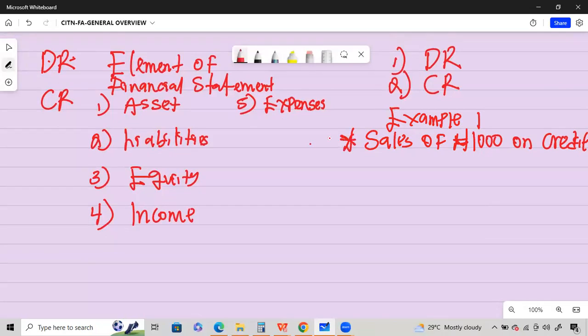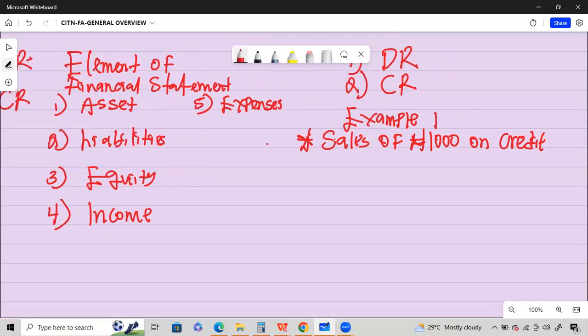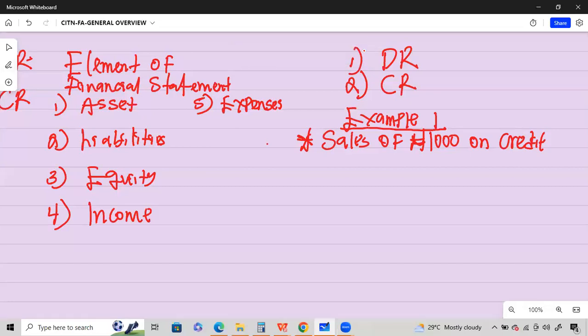A sales of what now? 1,000 naira on what? On credit. So if you made a sales of 1,000 naira on credit, one of our principles in accounting is that, what? The principle of double entry. That for every debit, there must be credit.